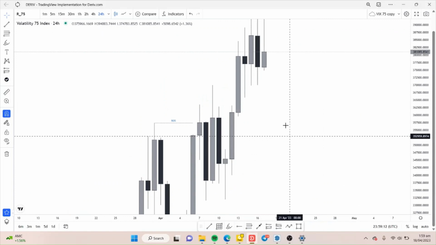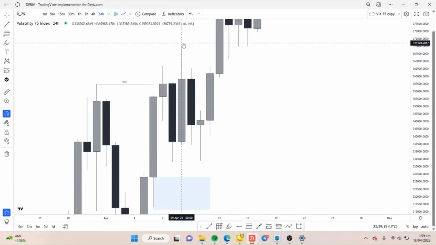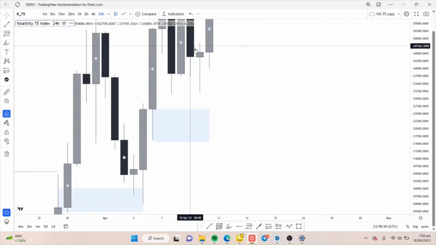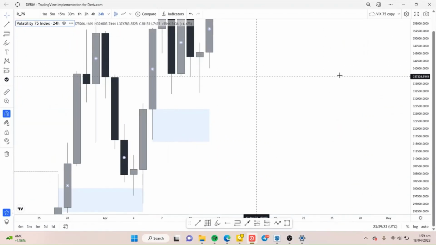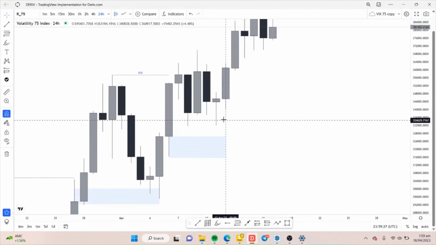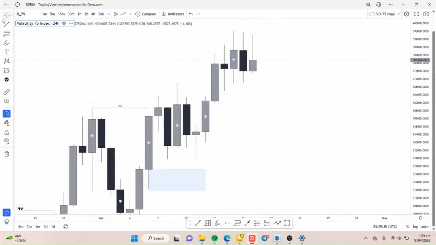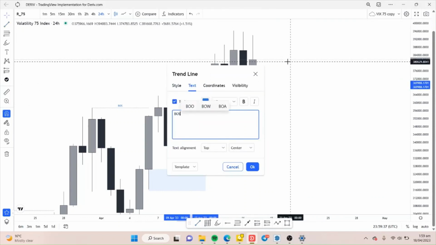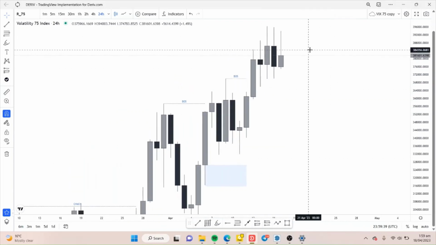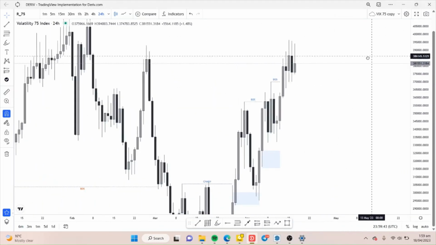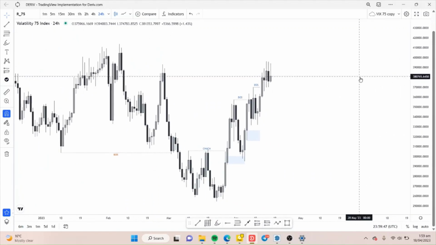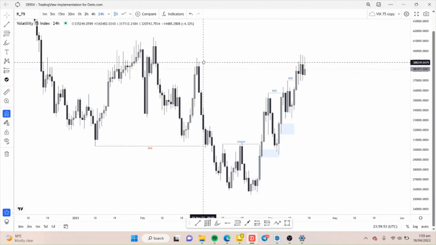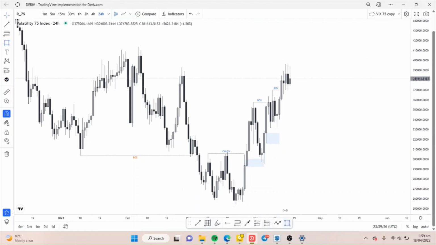Okay, so what had happened is, after we came here, we created a high. This candle created a high and this candle created a low. So we had a higher high, a higher low, and now we have a higher high. Eventually, what you can see here is the market reacting off of this zone.